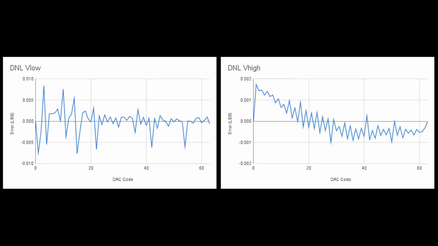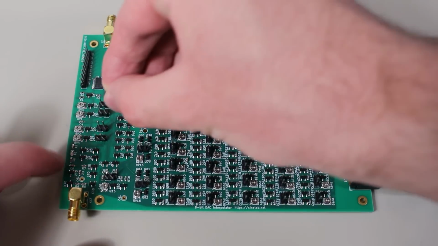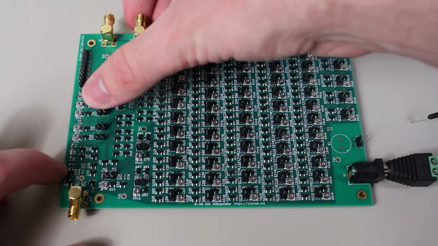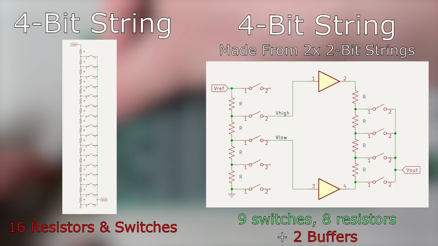And while the string DAC makes some interesting shapes, it really isn't the reason why I made this video. Let's finally talk about what I meant when I said the DAC in this video was made as a string DAC with interpolation. Like I mentioned earlier, you can split up your string DAC into 2 pieces, and this greatly reduces the number of resistors and switches.